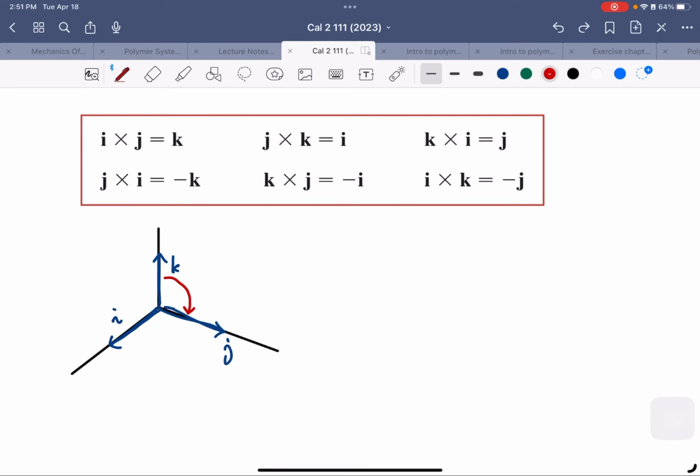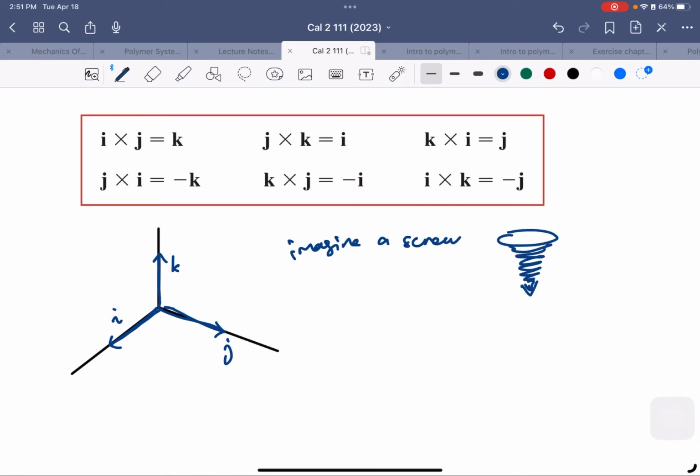And we can also use another example. Let's say I cross K. From left to right, it's going to screw to the left, so negative J. You can imagine a screw.